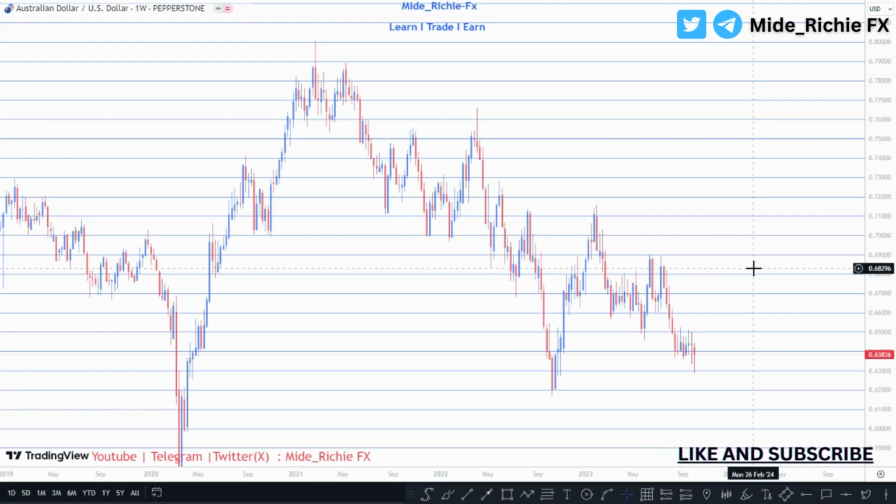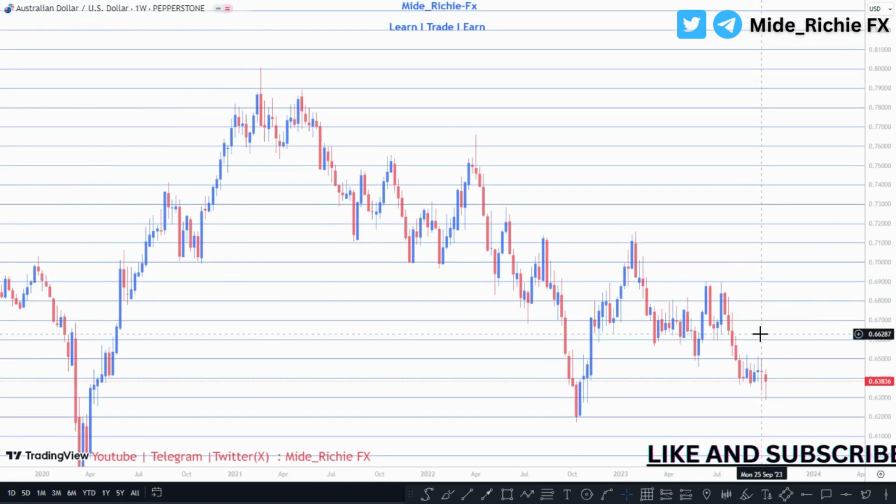So now this is the weekly time frame on the AUD, as you guys can see. We're going to use the weekly time frame, daily, 4 hour, 3 hour, 2 hour, 1 hour, down to the 15 minutes where we can get our entry. So you guys should just listen attentively and learn from this breakdown.